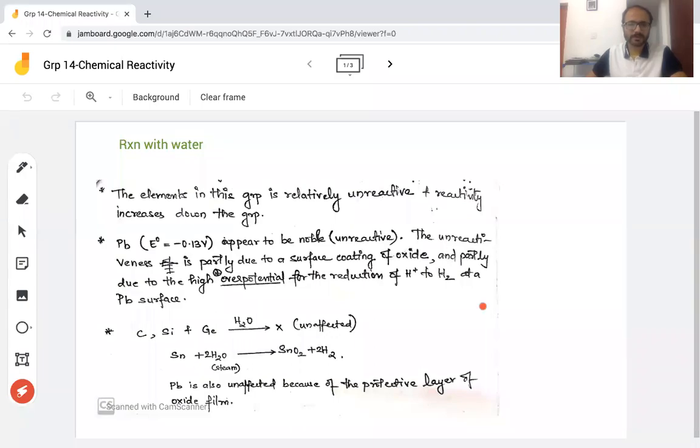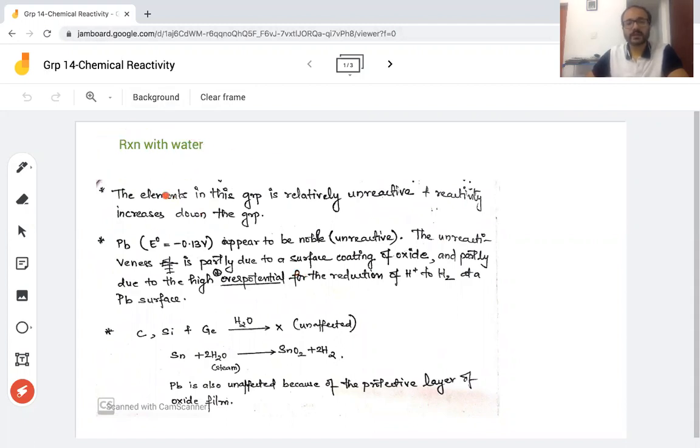Good morning, everyone. So, in the previous class, we introduced ourselves to the group 14 elements. And today we will start with the chemical reactivity of group 14 elements. We'll start with the reaction with water.